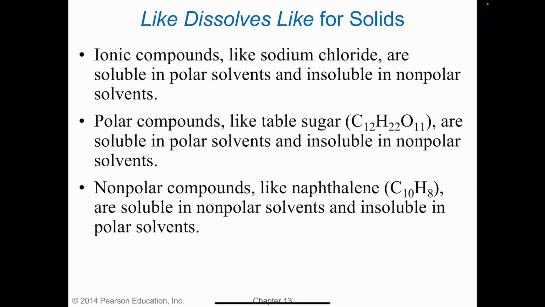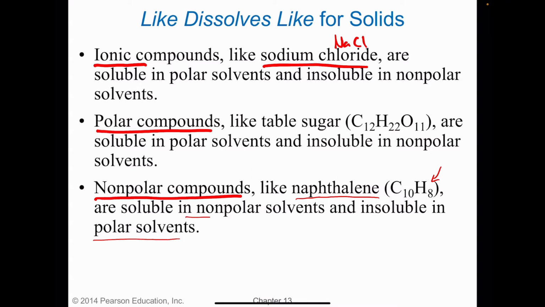So like dissolves like for solids, essentially we have three different categories. So ionic, which would be like sodium chloride, what we just said, polar compounds, and nonpolar compounds. For nonpolar compounds, I just used the example of lard. They've got an example, naphthalene, and notice the formula, it's just C's and H's. So you could imagine what that structure looks like, similar to other C's and H's molecules we've seen. But nonpolar solids are not going to be soluble in polar solvents like water, but they could be soluble in nonpolar solvents like hexane.